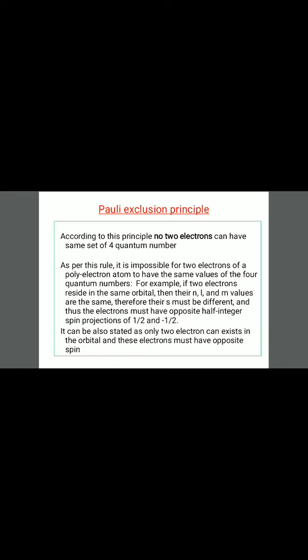In that case, 1 means the principal quantum number n is equal to 1, s means the value of l is 0, and 2 shows the number of electrons. But both electrons will have different values of the spin quantum number. One electron will have plus half, the other will have minus half, meaning both move with different and opposite spin.